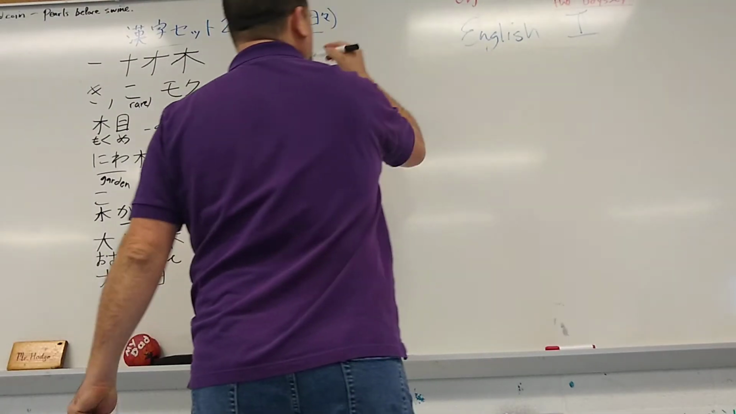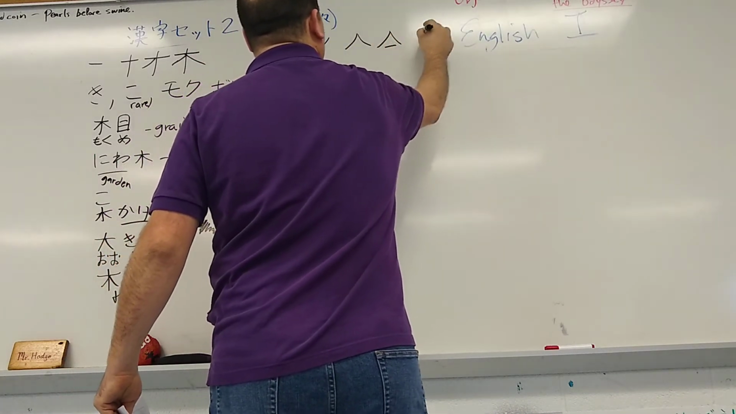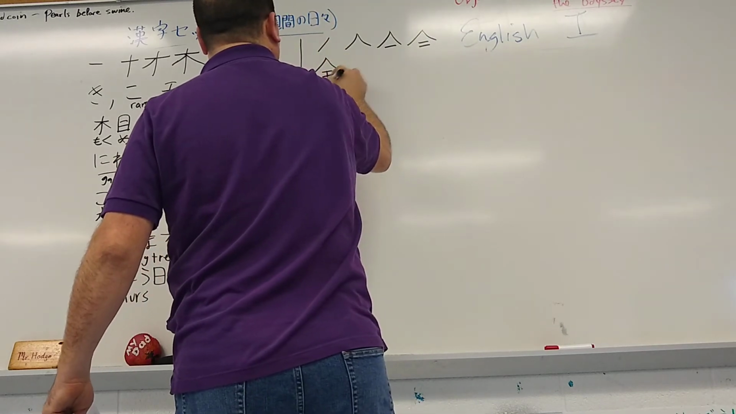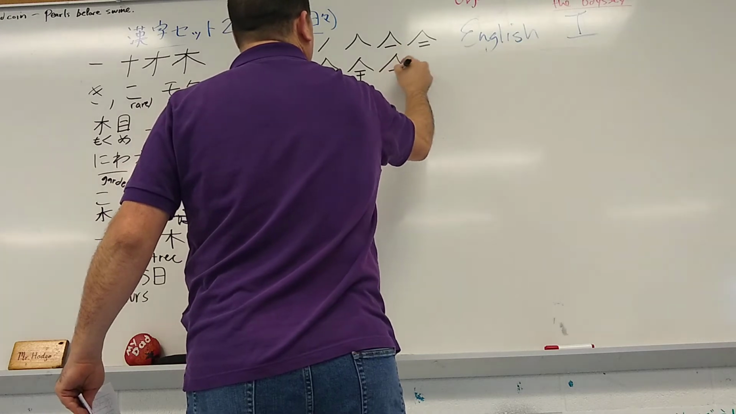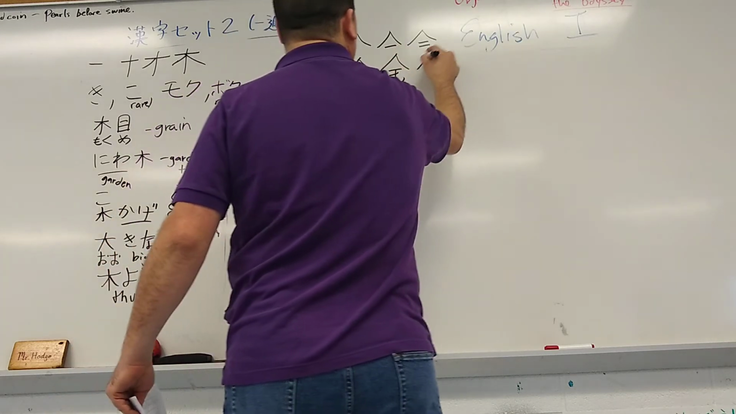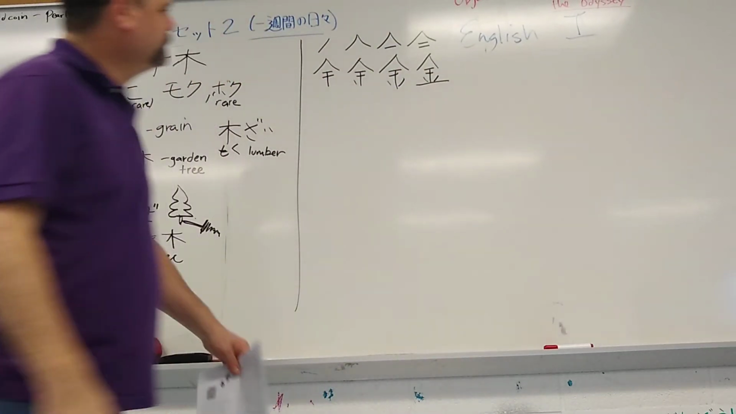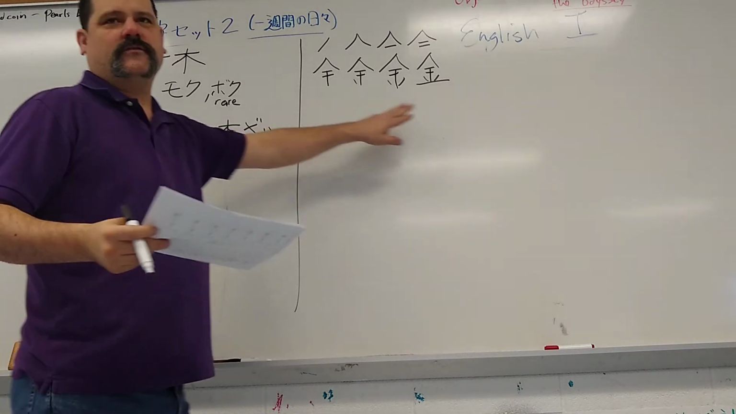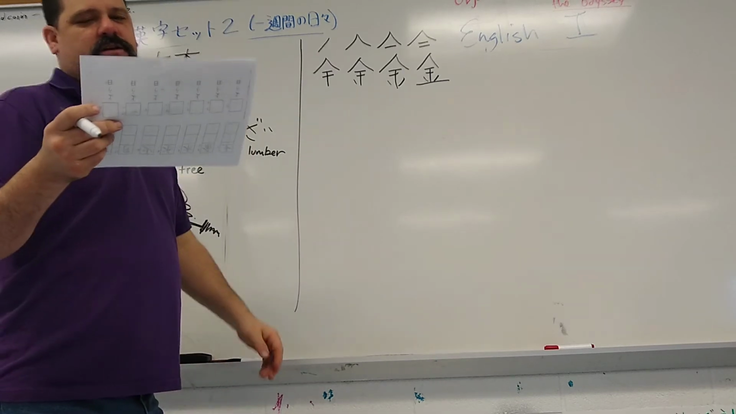Don't worry. Now here's the big one. 1, 2, 3, 4, 5, 6, 7. Wait, what's the symbol with the most strokes? Like, what is the highest? That's the one you're gonna learn today. 8. We'll go over it in a second.